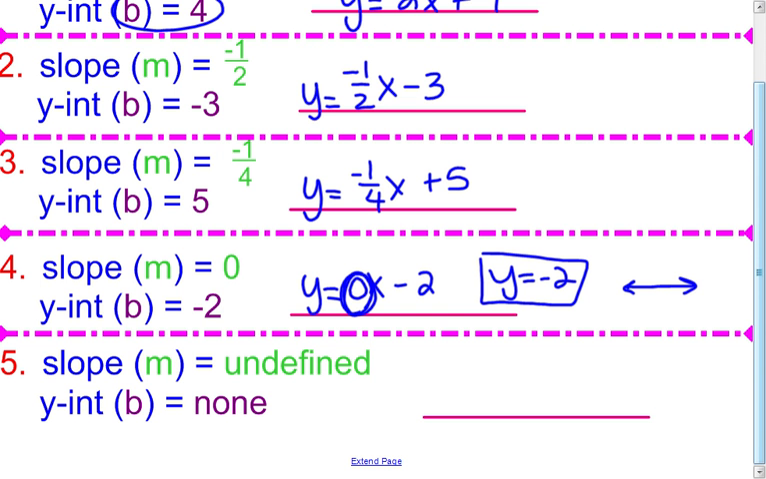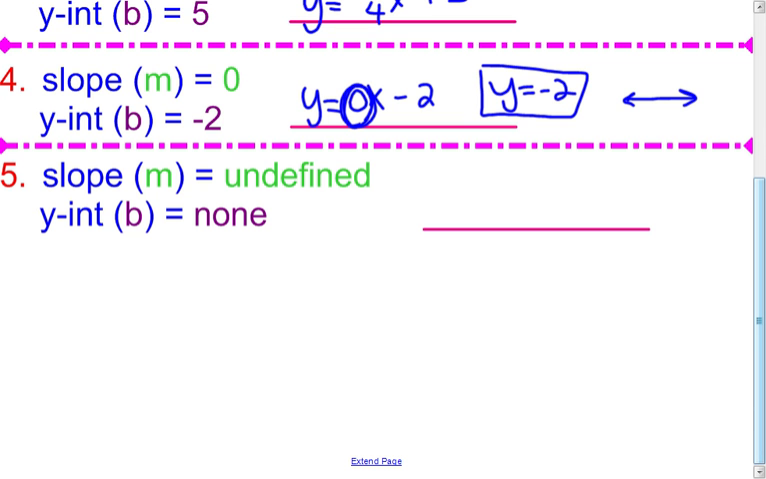I don't have a number that I can put in for m, sorry, and I don't have an x-intercept. So let's think about what this would look like. An undefined slope, we've talked about how that means you have a vertical line, and if it never crosses the y-axis, let's say this is your coordinate plane here, it has to be parallel to the y-axis. So it has to look like that.